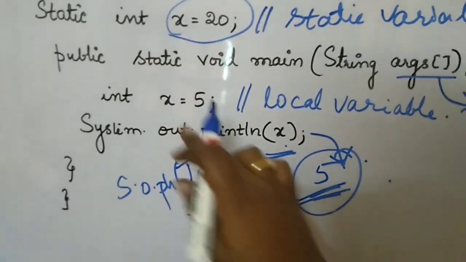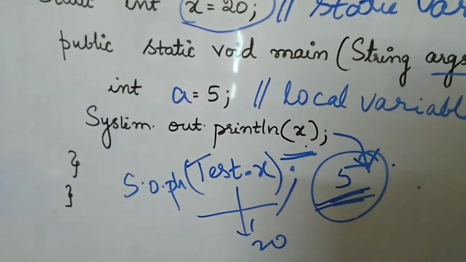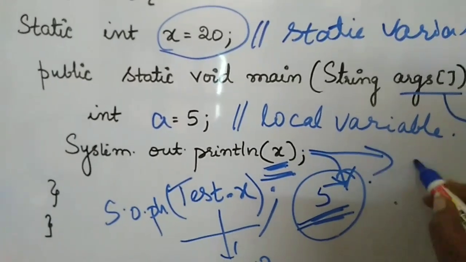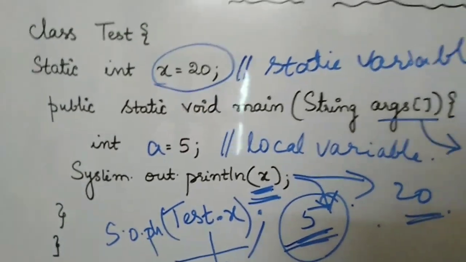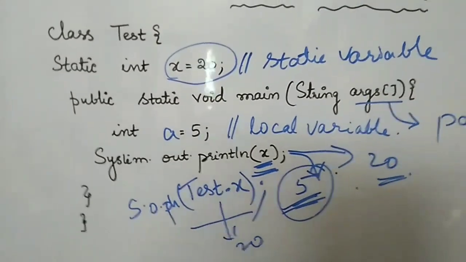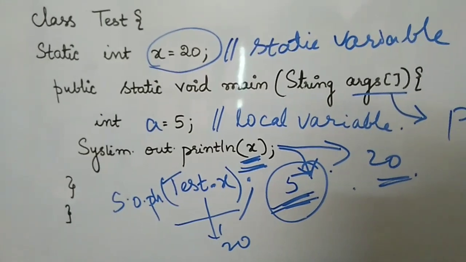But in case the local variable is something else, say int a is equal to 5, and if I'm trying to print x, now the answer will be 20. So 20 will be printed on the screen because there is no local variable with the name x. So it will take the class level variable x and print the answer for me.